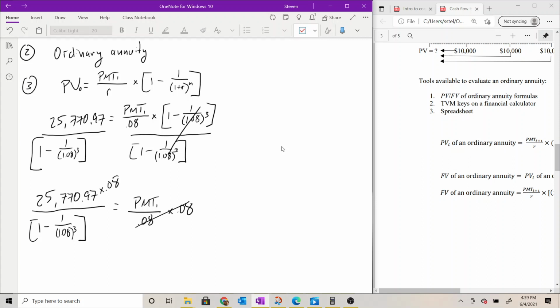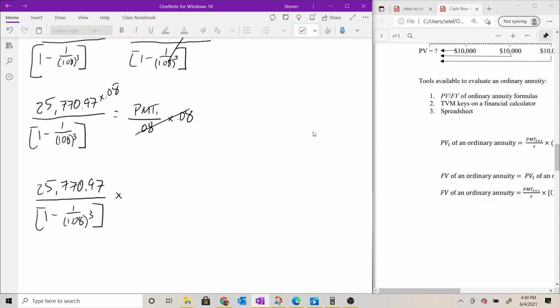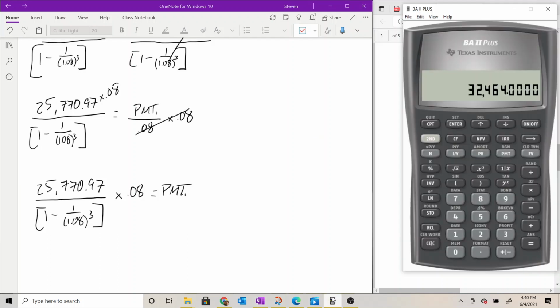When I do that, they'll cancel out on the right and it'll be by itself over there on the left, so that on the left-hand side, we have 25,770.97 all of that we had before times 0.08 is equal to the payment of this annuity. All right, let's plug that into the calculator and see what we get.